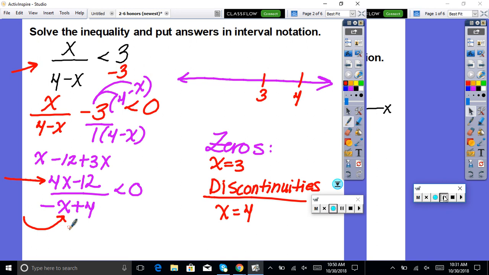How we should have probably written this was in factored form, just because look how much easier that would have been. Negative 1 and x minus 4. So just saying, factored form is probably the best way to look at it. We did get the same answer though. Okay, so let's start plugging in values.